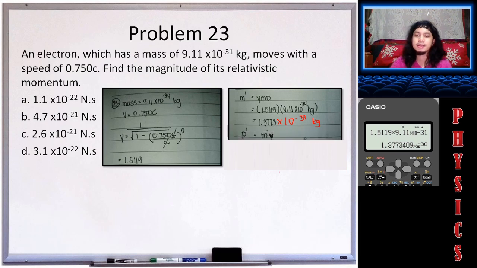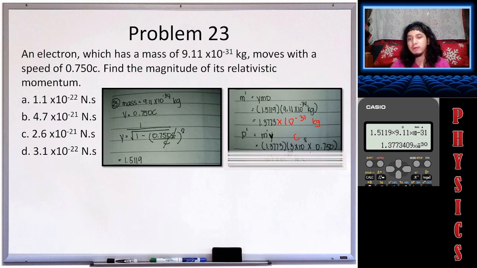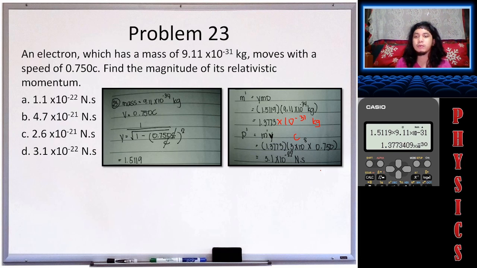Okay, next. So, we have relativistic momentum is equal to relativistic mass times velocity. And that will do it. Pasok lang natin si relativistic mass. So, 1.3773 times 10 to the negative 31. Then, we have times 3 times 10 to the 8 times 0.750. So, yung v kasi natin is 0.750 times c. So, this is c. Ito yung 0.750. So, makukuha natin yung sagot na 3.11 times 10 to the negative 22 Newton second. That's the unit of our momentum.